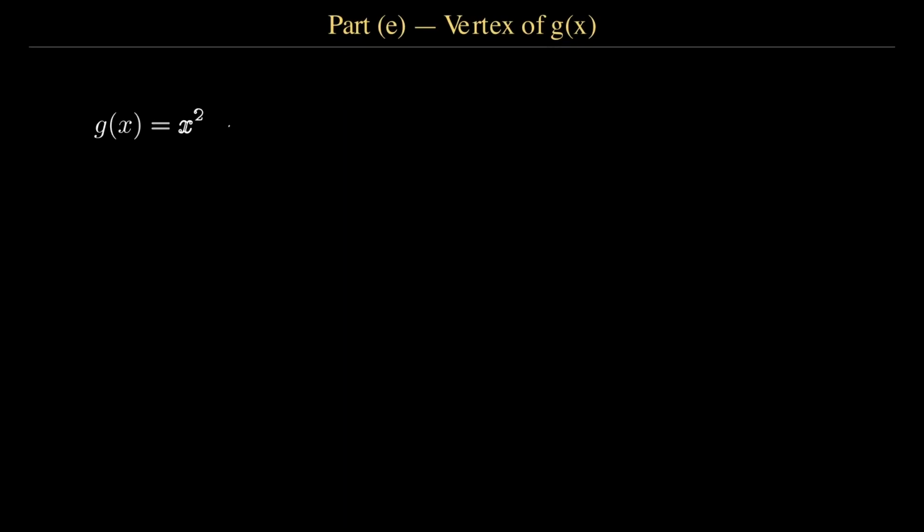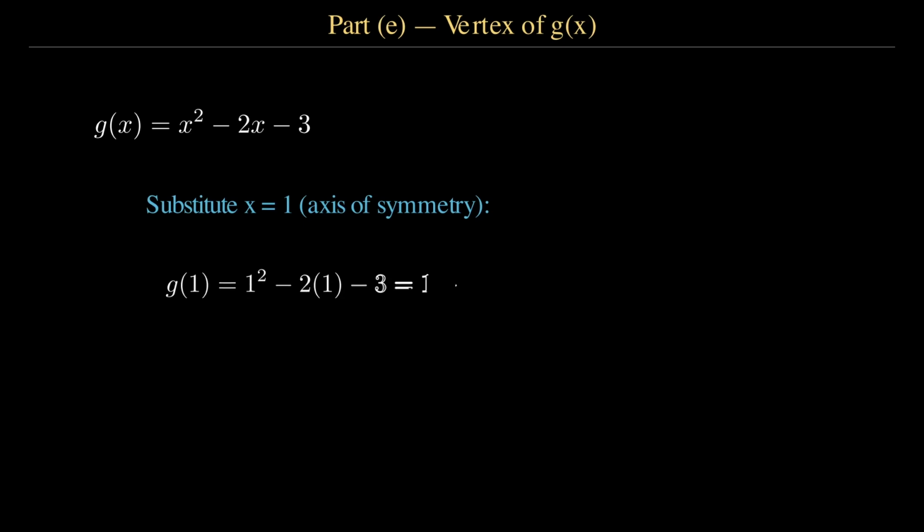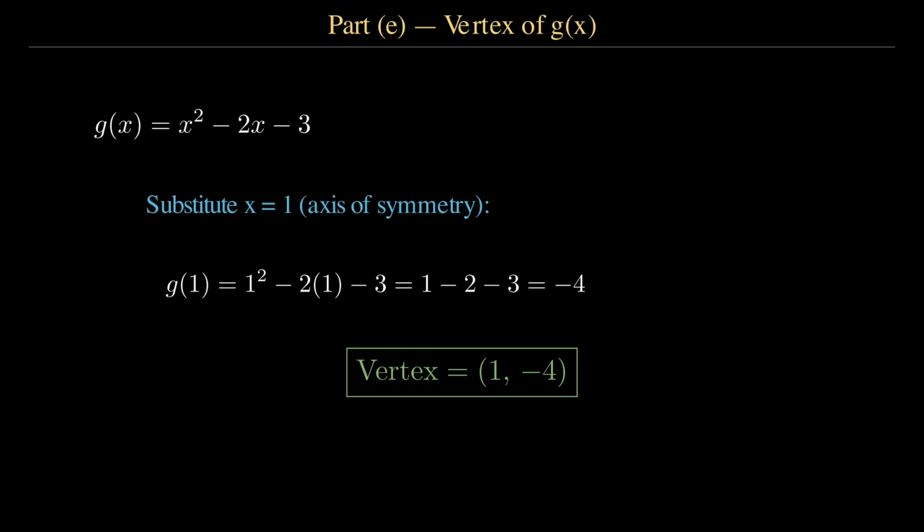Part E. The vertex lies on the axis of symmetry at x equals 1. Substitute into g. g of 1 equals 1 squared minus 2 times 1 minus 3. That's 1 minus 2 minus 3, which equals negative 4. The vertex is at (1, negative 4). The y-coordinate is negative 4.